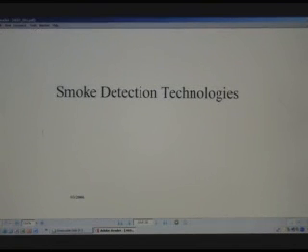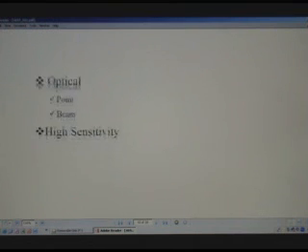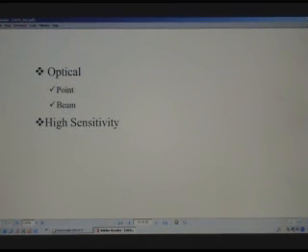Smoke detection, that's another one we use. Mostly smoke detectors are used in electrical rooms, in electrical control rooms. We use a lot of smoke detection systems, and we use different types, optical. Lately they're using a high sensitive type smoke detector. They call it the Vista unit. We'll go over that.